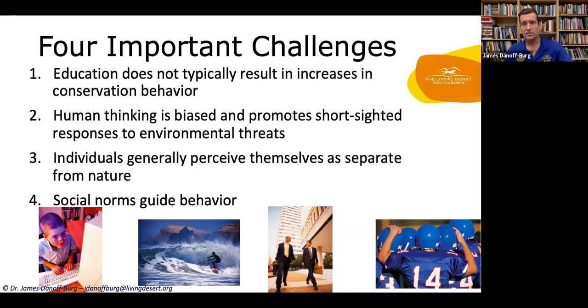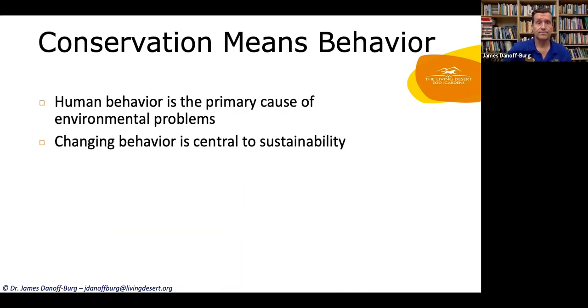These four challenges: that education does not typically result in increases in conservation behavior, that our thinking is biased and short-sighted, that we perceive ourselves as separate from nature, and that social norms guide our behavior. They're challenges, but they can also be tools, right? Because conservation means behavior and we have these challenges, our behavior is the primary cause of environmental problems, as we said earlier, but changing that behavior is possible. And changing that behavior is central to our goals of conservation and sustainability, right?